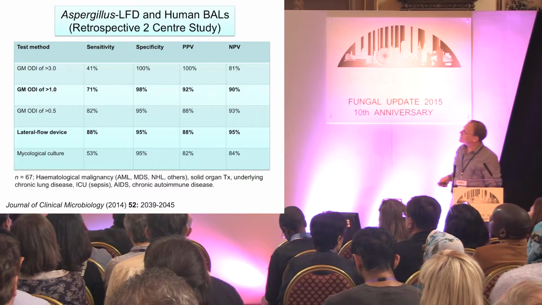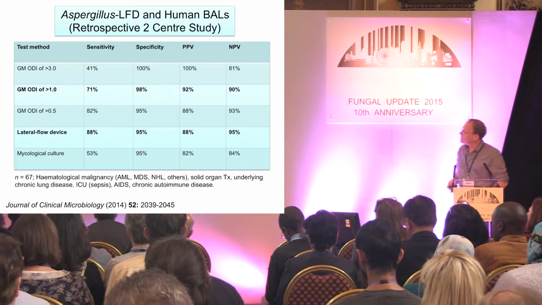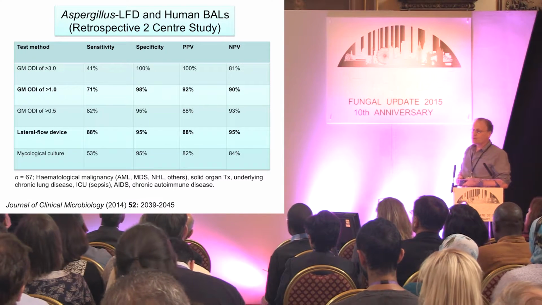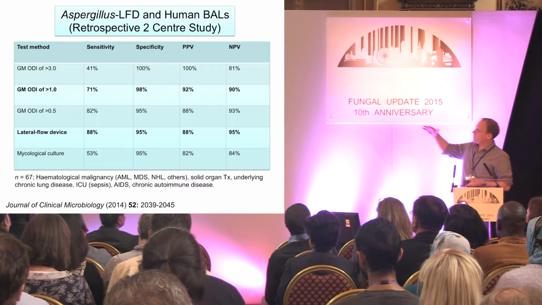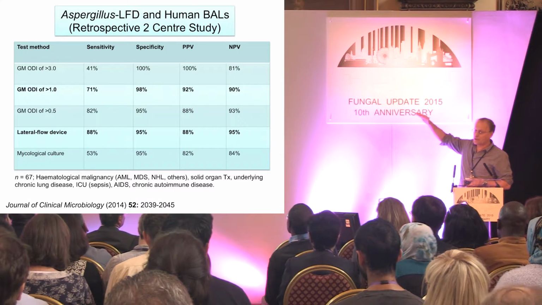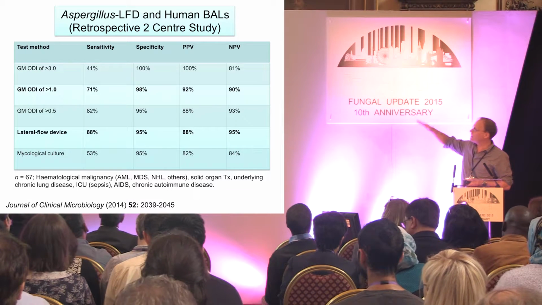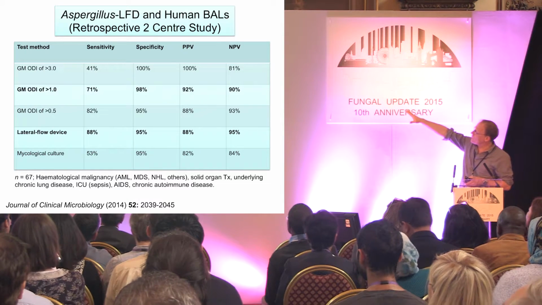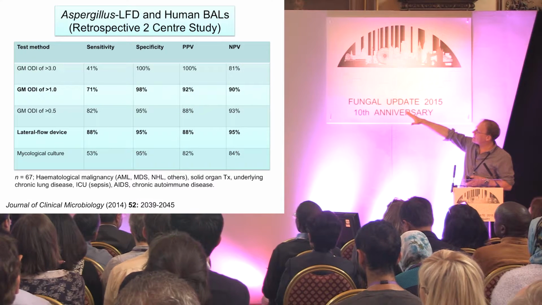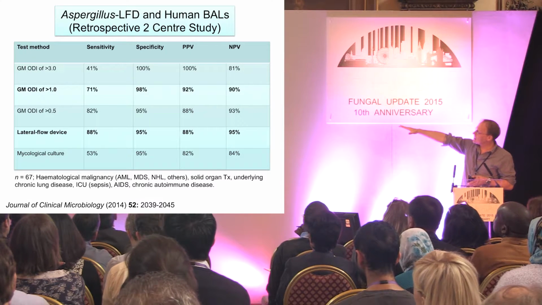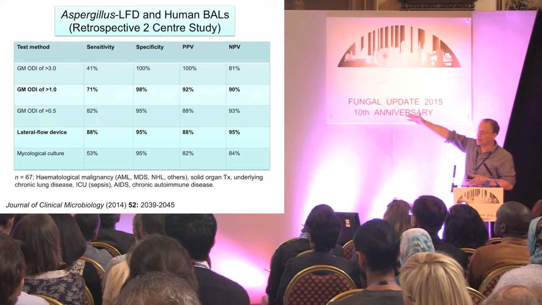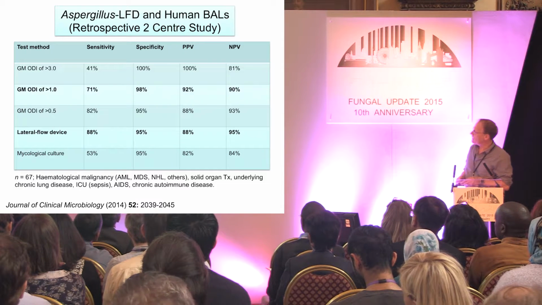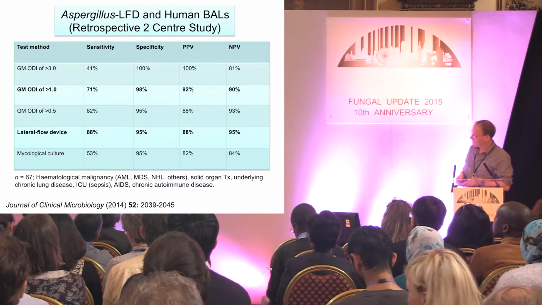Okay, and then we moved on to a 2-centre study, again retrospective, using BAL samples, and I think it's fairly accepted now that when you use BAL samples and galactomannan, the ODI threshold for detection should be about 1. Okay, people might disagree with that, but I think it's generally accepted now. So what we do is compare the result for galactomannan, positive predictive value, negative predictive value, against the lateral flow device, and you can see that we've got again good negative predictive value in this patient group. And this was in hematological malignancy and various other patients.